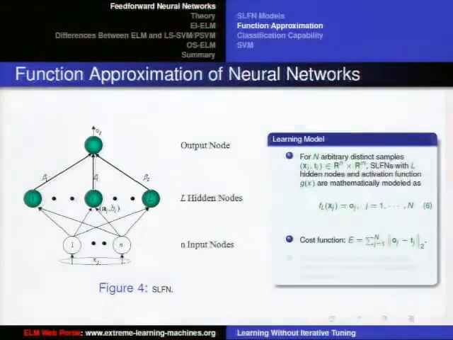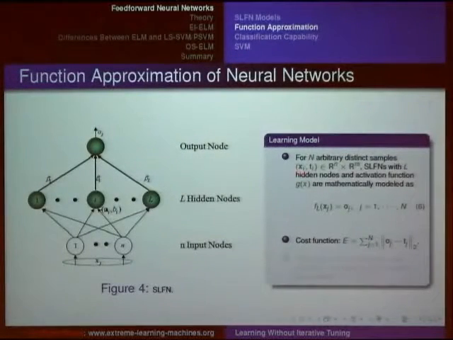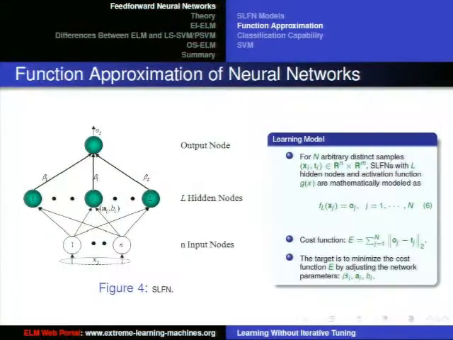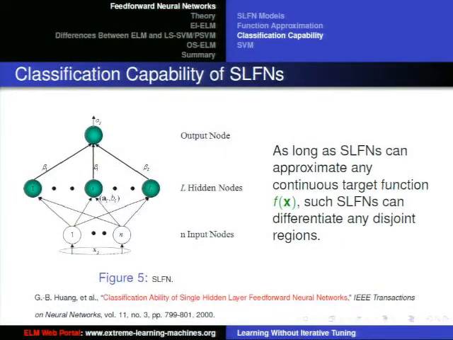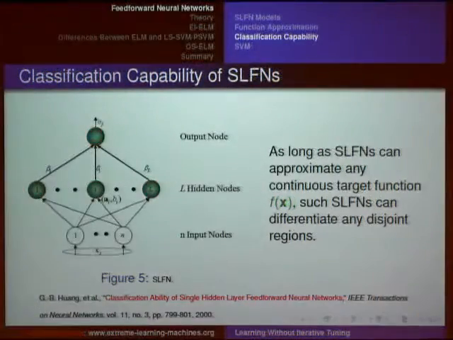Okay, so from a learning point of view, the target function is usually unknown. So people have to sample and get the training data, x_j, t_j. So we wish, ideally, for the output of the network to be as close to your target as possible, right? Okay, so then people have to tune all the parameters. So this is the traditional way. So a single hidden layer can approximate any continuous target function.